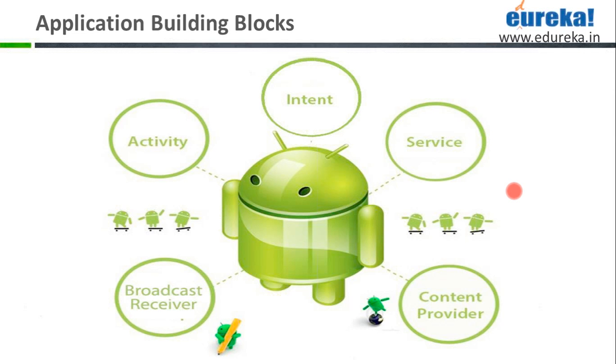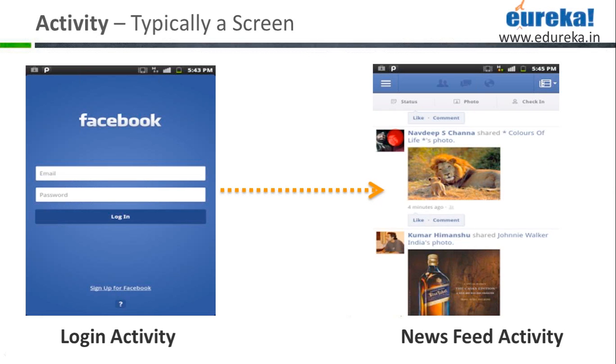So let's quickly move on. Now I'll be talking about the main building blocks of the application here. The main building blocks of any Android application are the activities, the intents, the broadcast receivers, the services, and the content providers. I'll be taking all these components one by one here.